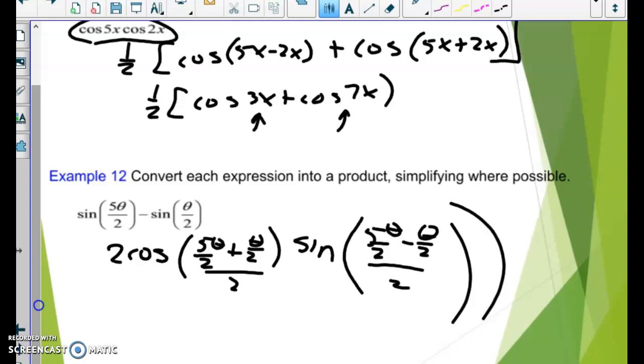All right. So if I simplify this down, I end up with 2 cosine. 6 over 2 is 3, 3 over 2, so I get 3 over 2 theta, times the sine of 5 minus 1 is 4 theta. 4 divided by 2 is 2, divided by 2 is just theta. So that actually does look better that way.